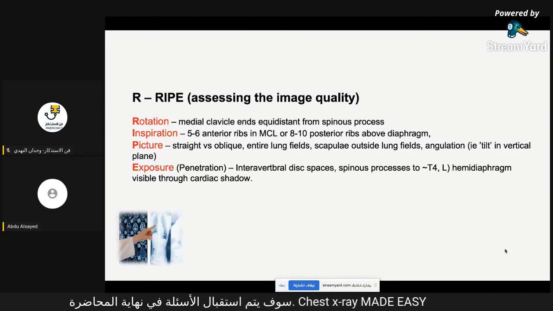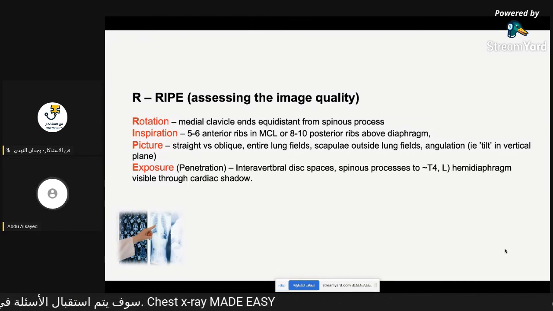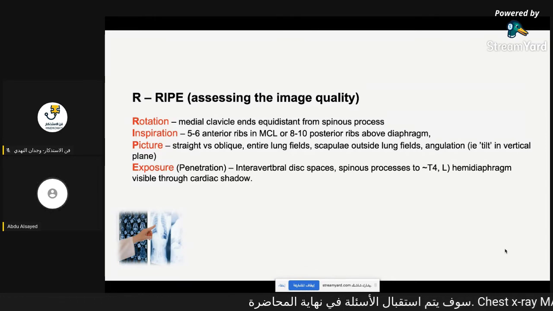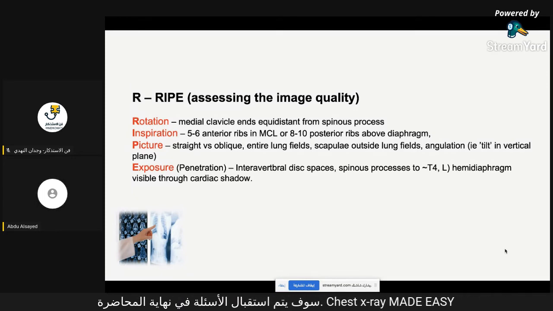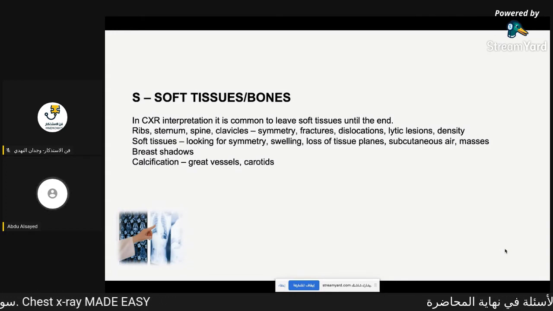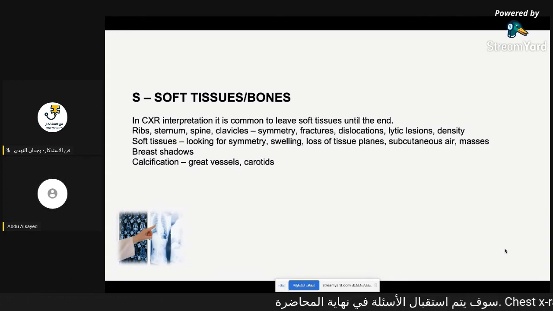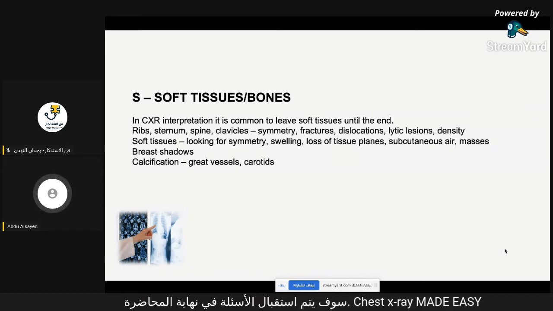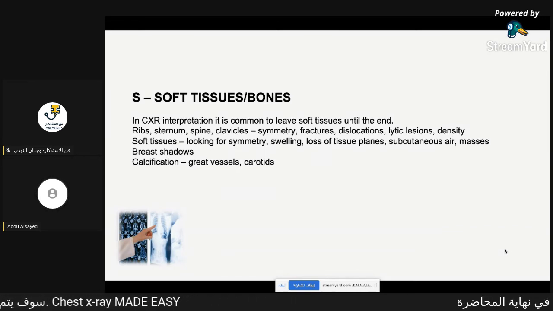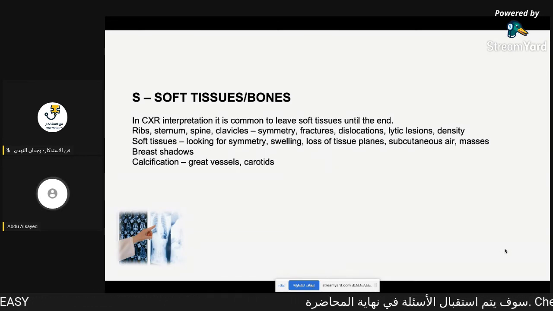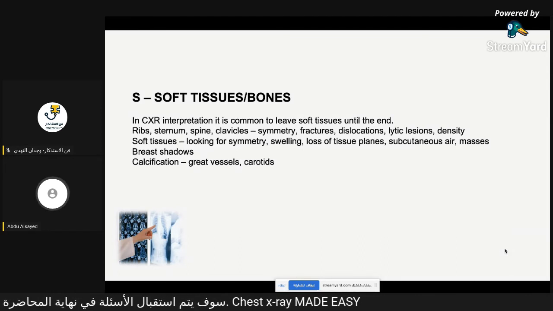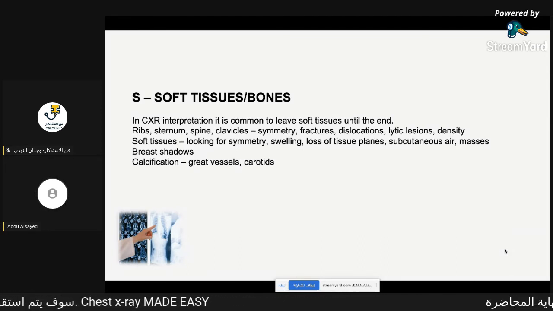The soft tissue and bones. We are always missing the soft tissue. For that we include it early in the DRS. S stands for soft tissue. We are always missing it. Please keep it in your mind. The soft tissue is so important in interpreting or reading any chest X-ray. We should look at the symmetry of every part. We should look for any swelling, any loss of the tissue planes, any subcutaneous air or mass, and we should comment on the breast shadow.